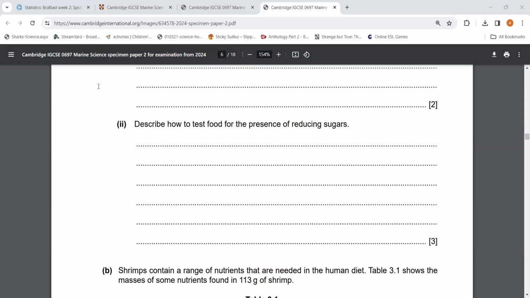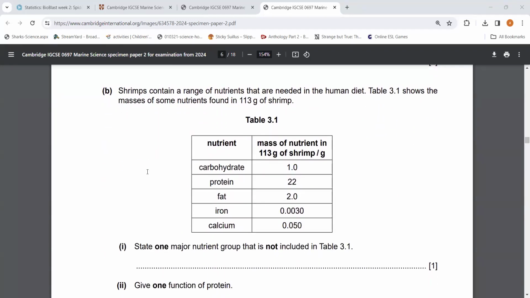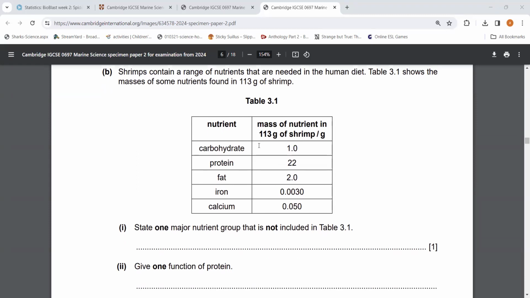Okay. Now let's have a look at one more. Let's have a little look. So, shrimps contain a range of nutrients that are needed in the human diet. Table 3.1 shows the masses of some nutrients found in 113 grams of shrimp. Okay, so what have we got? We've got carbs, proteins, fat, iron, and calcium.